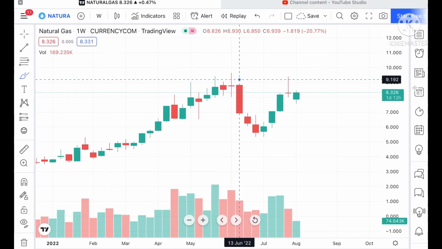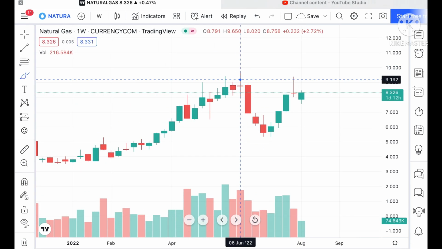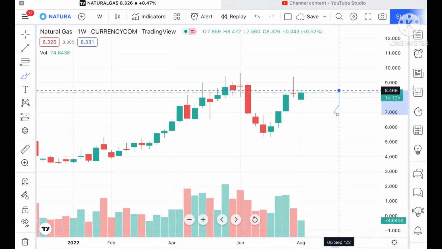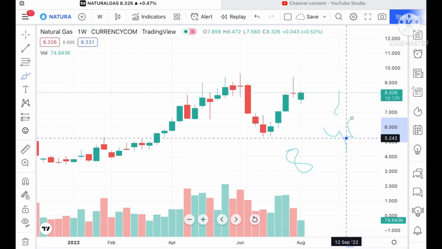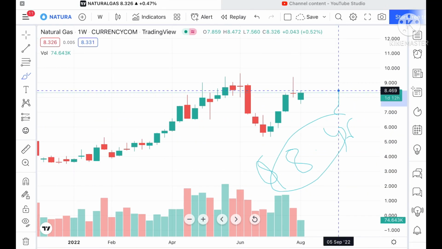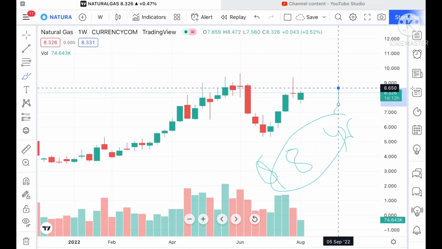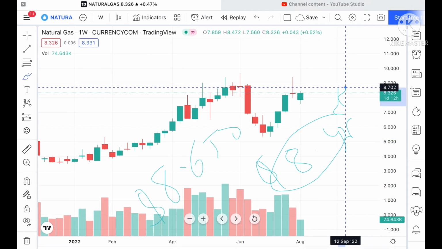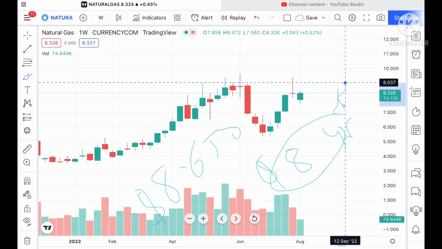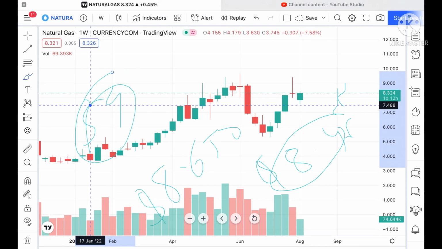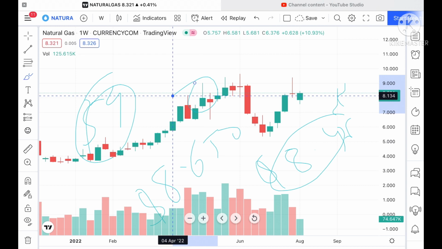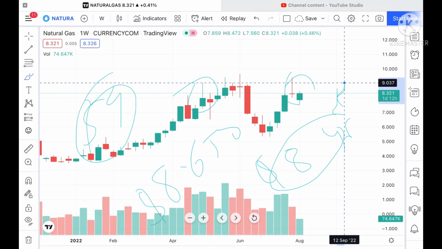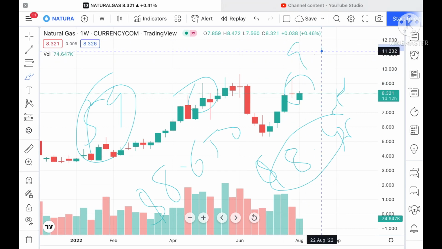If this level sustains, which has a higher probability, we can see it go further high towards a level of $8.46. From there it can go further upside towards $8.650, and from there it can touch a level of $9. This $9 has already been tested here twice, so the probability is very high that it can go further upside and touch a level of $9.450.